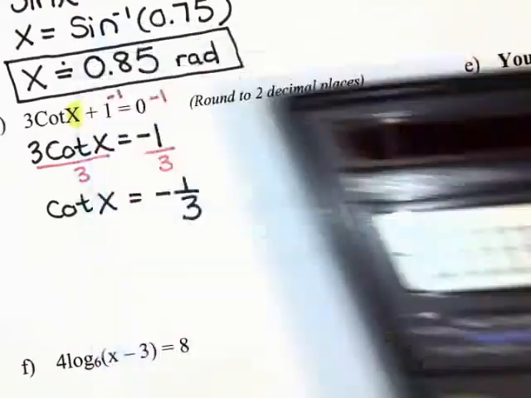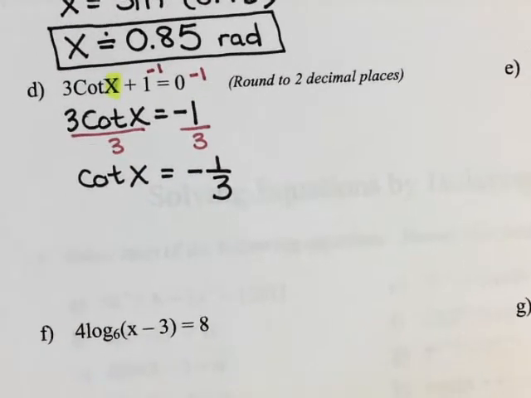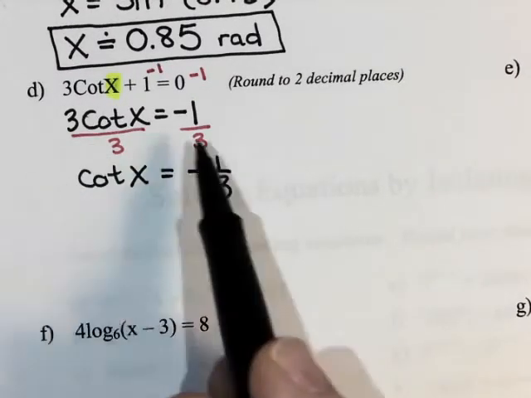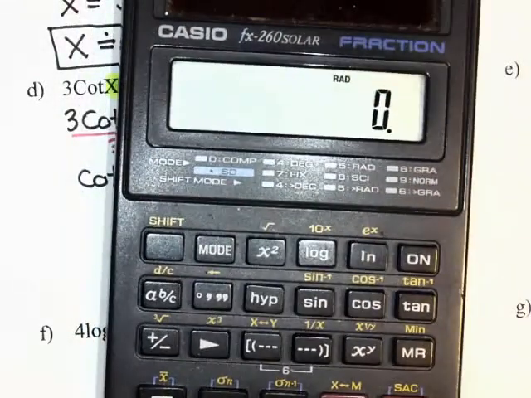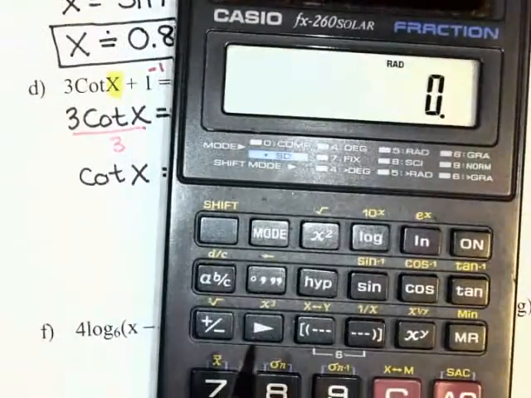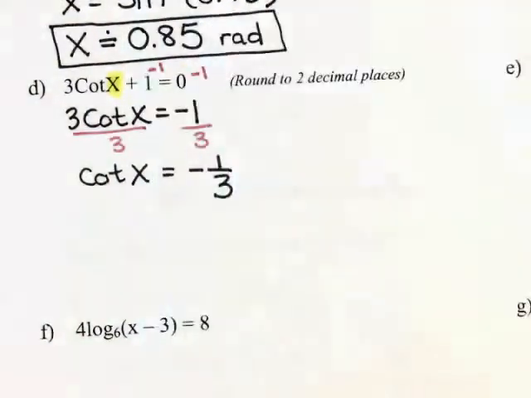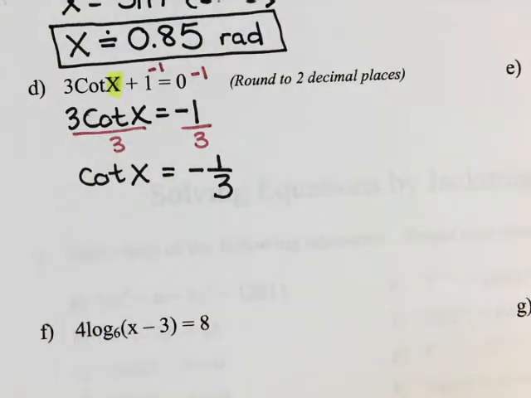I'm just going to leave it as -1/3. Now, my next step would be to do the inverse cotan, but I do not have buttons on my calculator for cotan. I have sine, I have cos, I have tan, that's it. So I know that cotan is the reciprocal of tan.